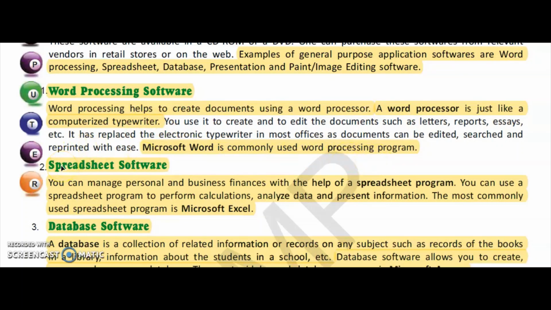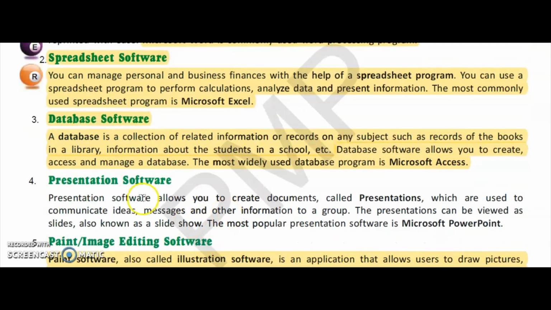Now, second type of general purpose software is spreadsheet software. You can manage personal and business finances with the help of spreadsheet program. You can use a spreadsheet program to perform calculations, analyze data, present information. The most commonly used spreadsheet program is Microsoft Excel.